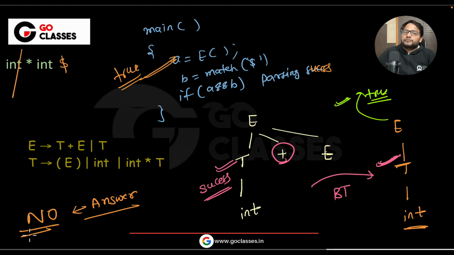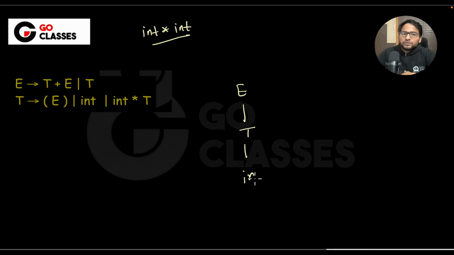This is the answer. Let me just explain you once more. So what is happening here? You wanted to parse int star int. Now this E will try. See, ideally E should go to T, and then this T should go to int star int and so on, right? Till this point we will be having E going to T, and this is the ideal tree. Let me write the ideal tree.